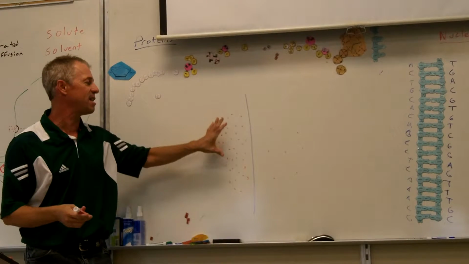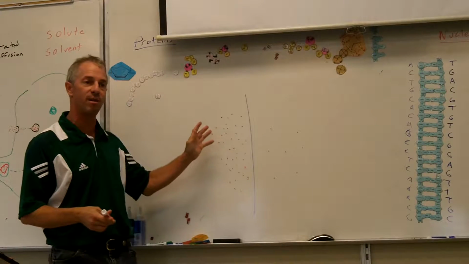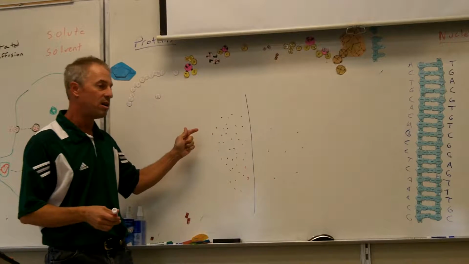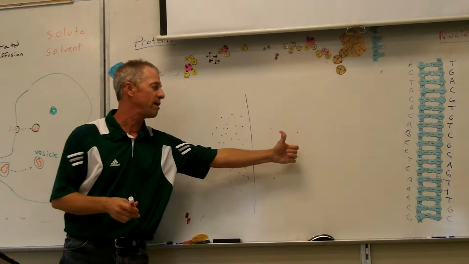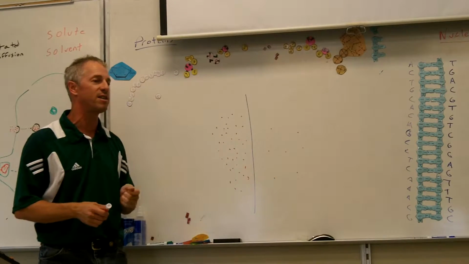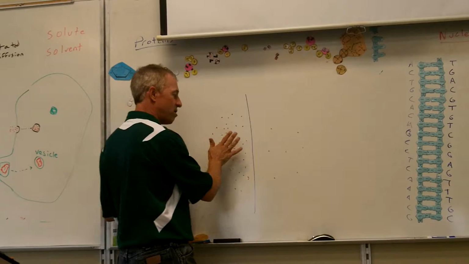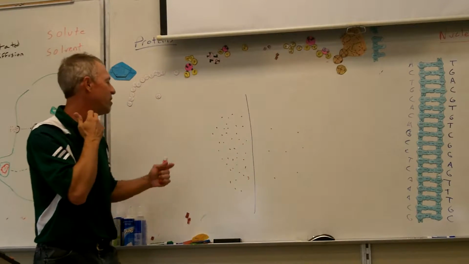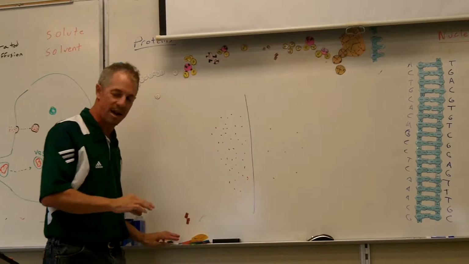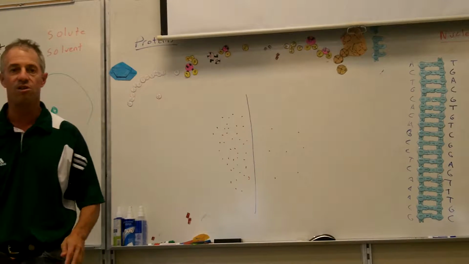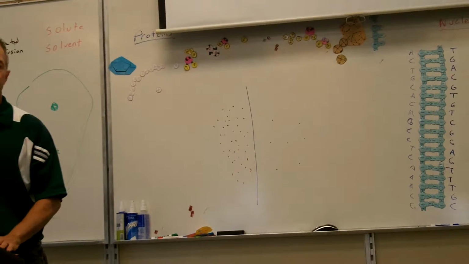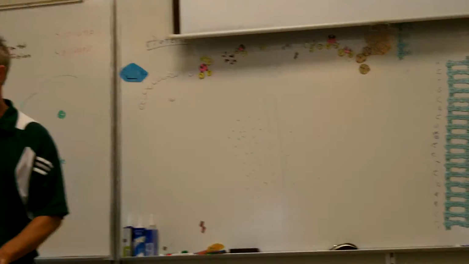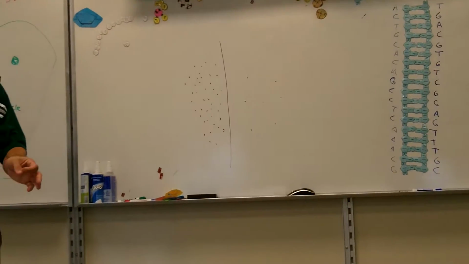Which way do you think these molecules will move across the membrane overall? Do you think they'll go that way, or do you think they'll go that way? Ten points if you can tell me. Will the molecules move to the right or to the left? Where will you get more movement? That's all you got to write down, one way or the other. Write that down. Make sure your partners agree.